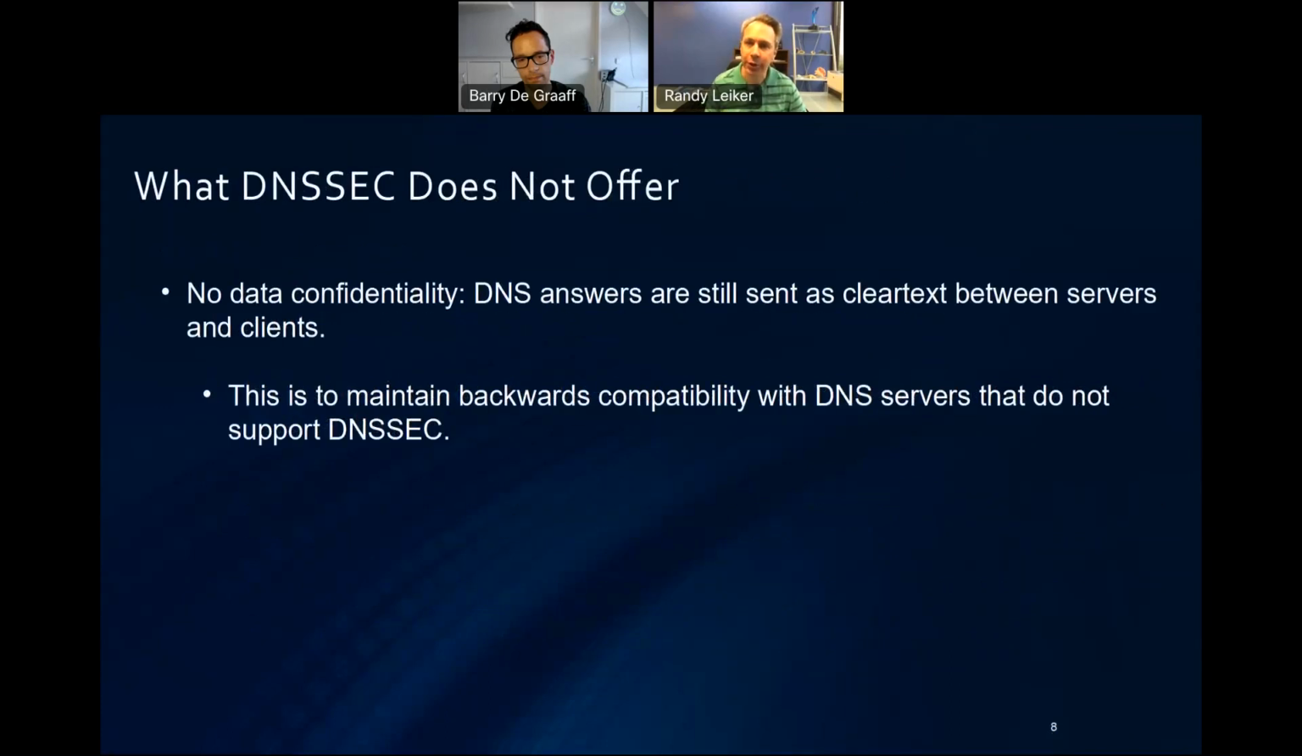But it's also important to mention here what DNSSEC does not offer. DNSSEC is not designed to provide data confidentiality. In other words, DNS queries and answers are going to still be sent in clear text across the internet without any kind of encryption. Now, this is intentional as it preserves backwards compatibility with DNS servers that do not yet support DNSSEC. And this makes sense because DNS has always been about serving data that is considered publicly accessible to any host on the internet.